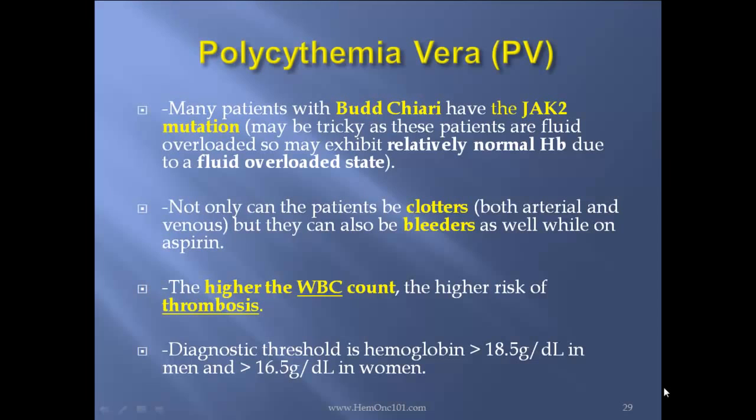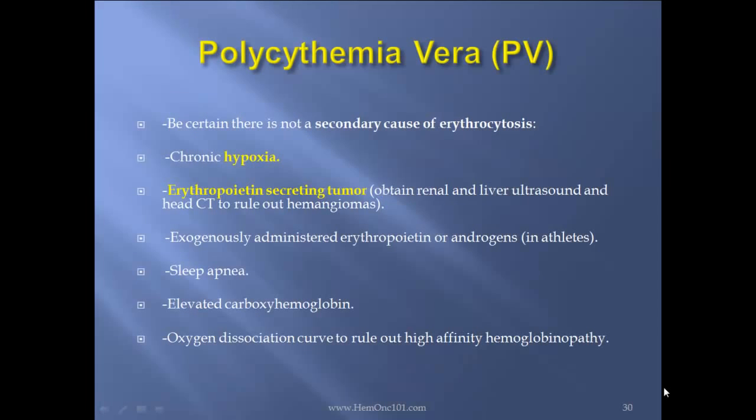Diagnostic threshold is hemoglobin more than 18.5 grams in men and 16.5 in women. Be certain that it is not a secondary cause of erythrocytosis, such as chronic hypoxia or erythropoietin-secreting tumor; obtain renal ultrasound and a head CT to rule out a hemangioma, or exogenously administered erythropoietin or androgens, such as in athletes, sleep apnea, elevated carboxyhemoglobin levels, or an oxygen dissociation curve to look for high-affinity hemoglobinopathy.